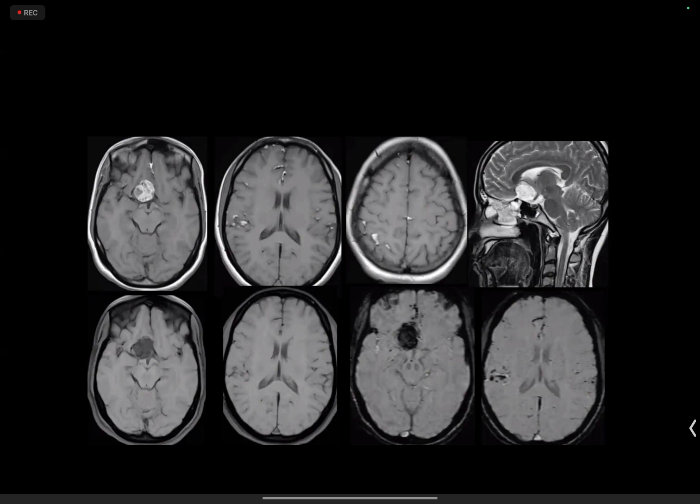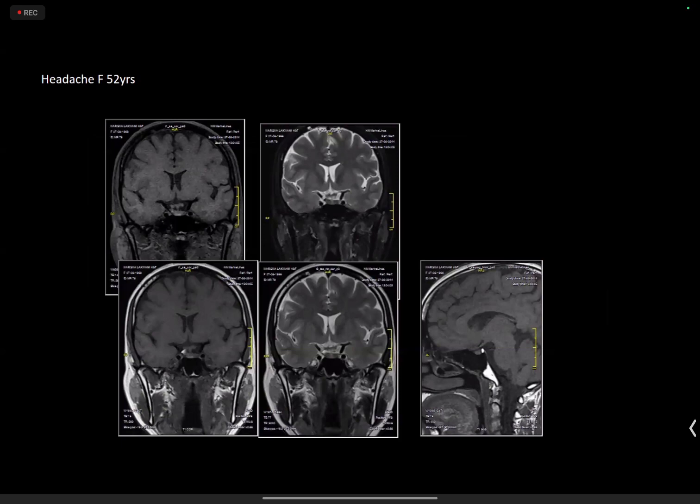Ma'am, MRI of the same case. This is pre-contrast. There is a heterogeneously hyperintense lesion, which shows suppression on the fat-suppressed sequence with areas of blooming, and there are similar hyperintensities along the sulci, which would represent the rupture. So this was a ruptured dermoid.